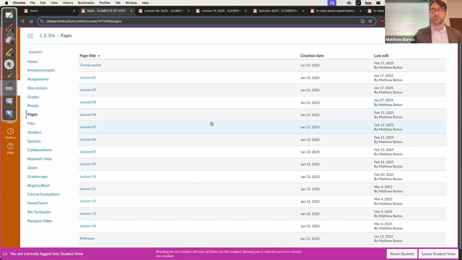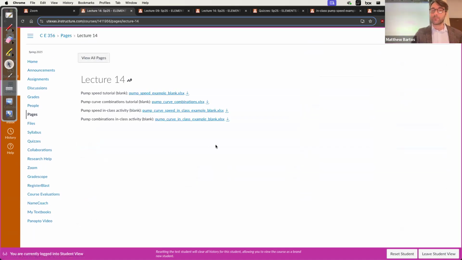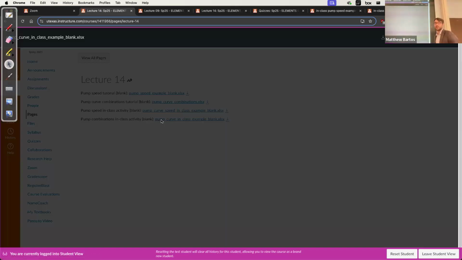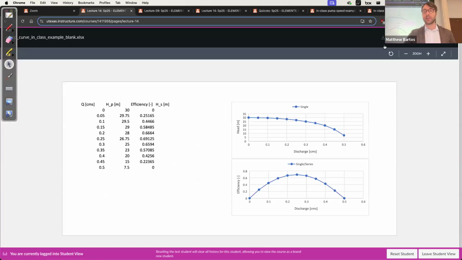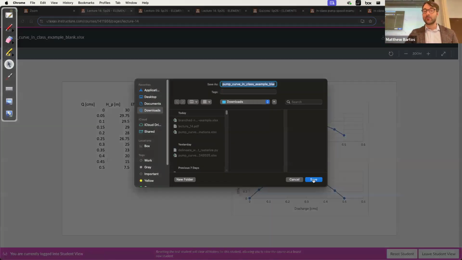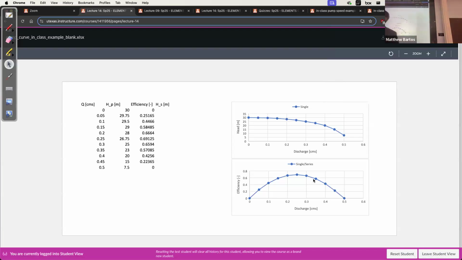So there is a starter spreadsheet for you to use for this problem. If you go to lecture 14, go ahead and download pump combinations in class activity blank. This sheet here will help you get started on this problem. Again, the goal is to find the operating point and the efficiency for the single pump, the pumps in series, and the pumps in parallel, and to compare those operating points and efficiencies.